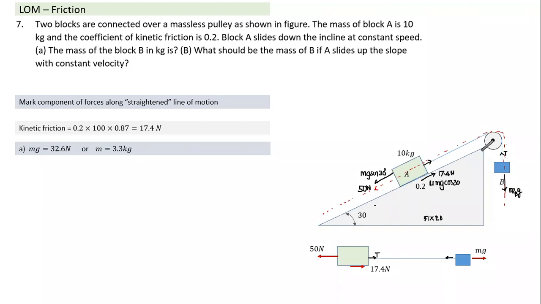So this was the first part. What is the second part? What should be the mass of B if A slides up the slope? Will the answer be the same? Even when it's sliding up, the acceleration is zero. But something will change. What will change compared to when it's sliding down, and why should the answer change?